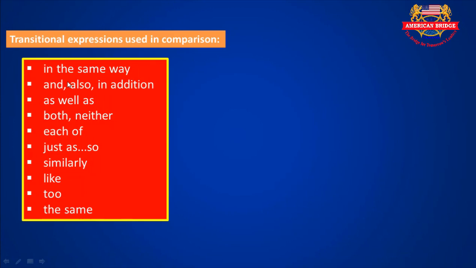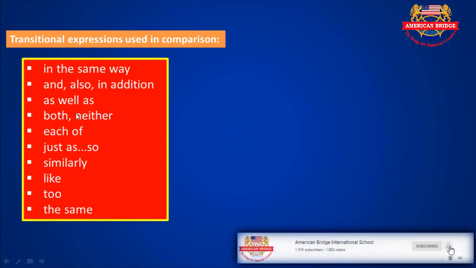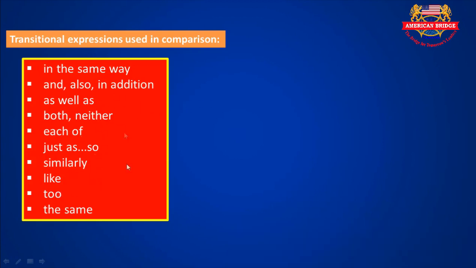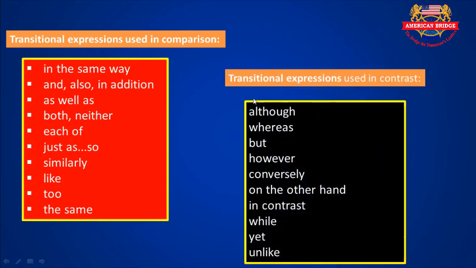Okay, so this is about the transitional expressions used in a comparison paragraph. You can also say in the same way, also, in addition, as well as, both, neither, each of, just as, so, similarly, like, or the same, right? So you can use these expressions in your comparison paragraph, in order to compare two things or two subjects that have similarities.